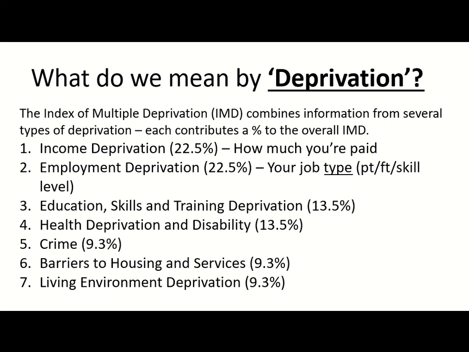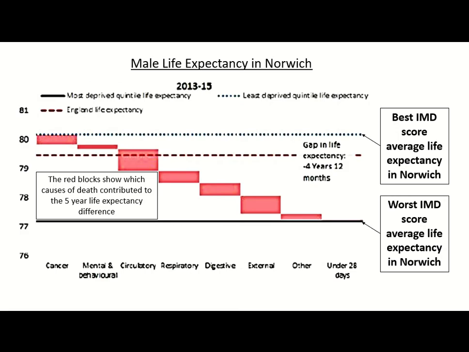Okay, so now we know what we mean by deprivation and what contributes to multiple deprivation. I've got some stats for you with regards to Norwich, which some of them might shock you a little bit. The first one I'm going to take you through is about health. So male life expectancy. Now, what you've got here is 2 lines. You've got a dotted line at the top, and you've got a solid line at the bottom. These lines represent 2 things.